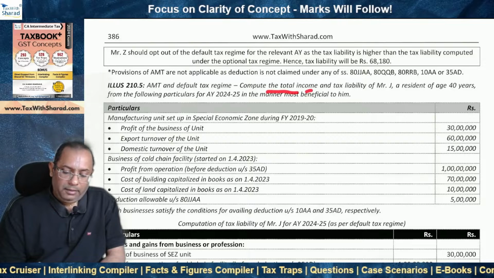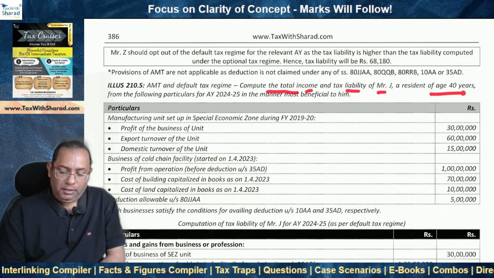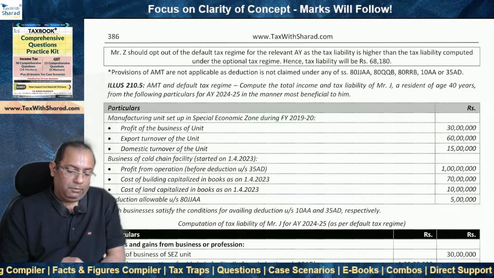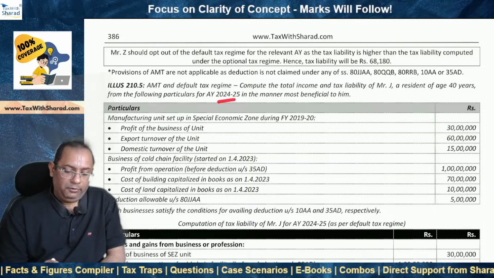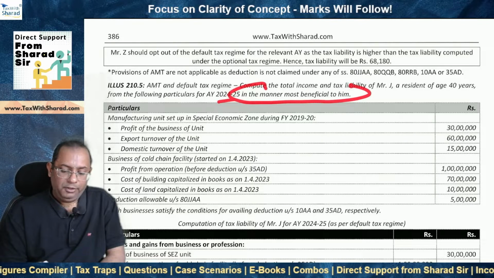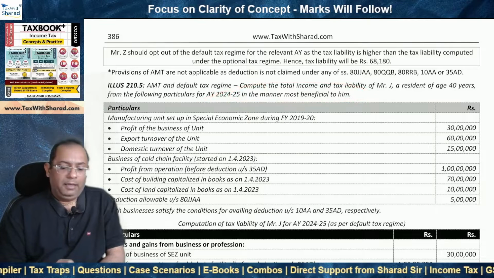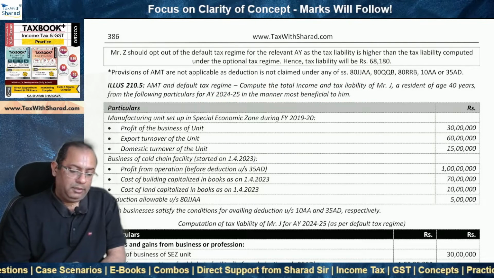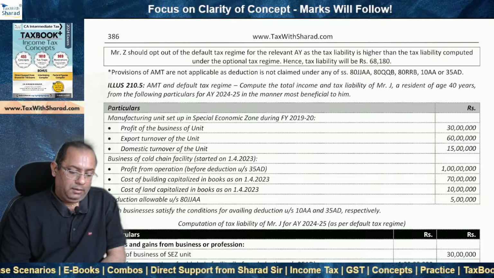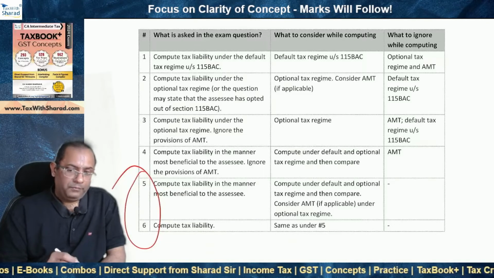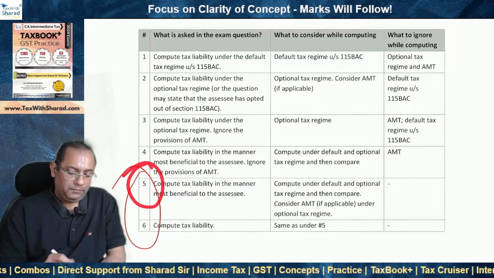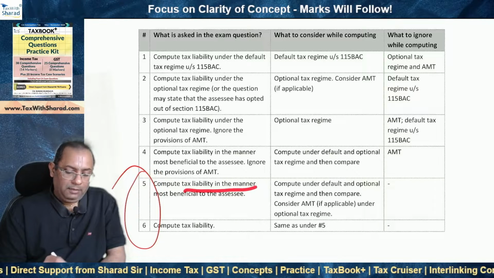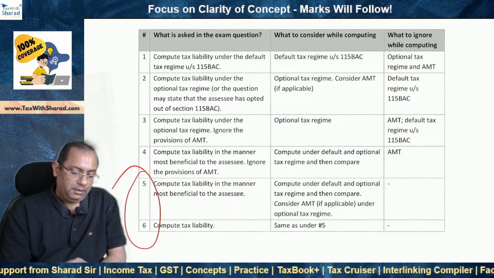Compute the total income and tax liability of Mr. J, a resident of age 40 years, from the following particulars for AY 24-25 in the manner most beneficial to him. This is all that is mentioned in the question as far as what you need to do. So as you see, this is the same as number 5. Compute tax liability in the manner most beneficial to the assessee.